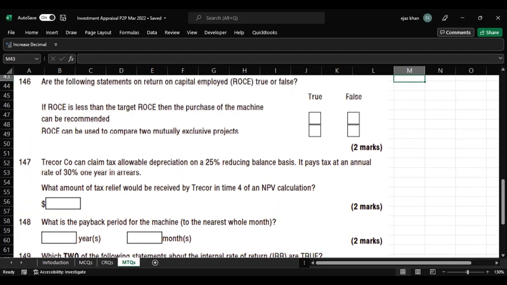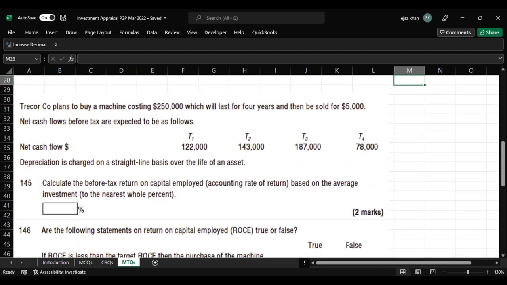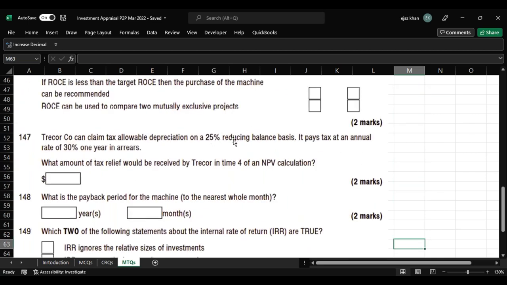Let's go back to the question and see what the data is. There you go. You have a machine costing $250,000, which will last for 4 years and then will be sold for $5,000. That means in the fourth year, it will be sold for $5,000. And if the tax depreciation is 25% reducing balance basis and the tax rate is 30% and it will be claimed in arrears, what amount of tax relief would be received by Trekor in time four of an NPV calculation?